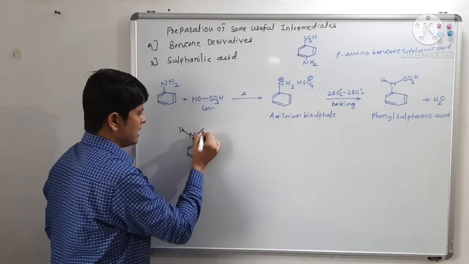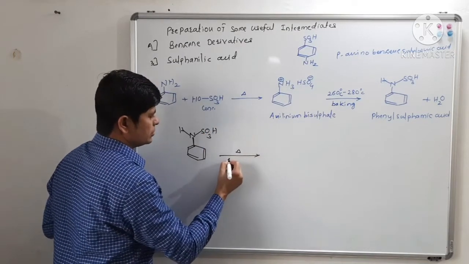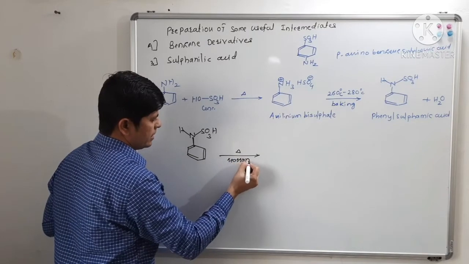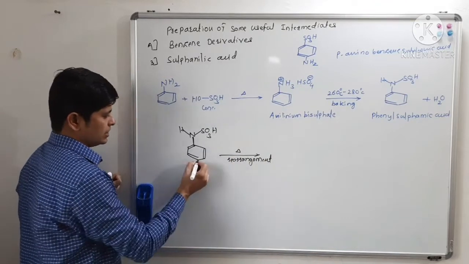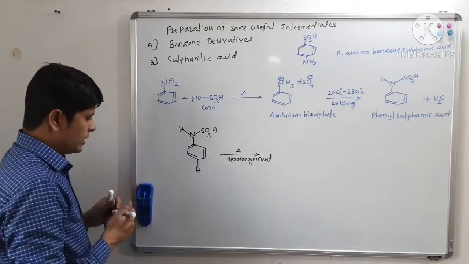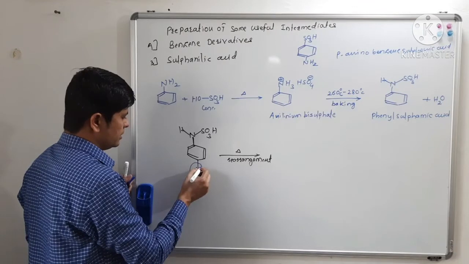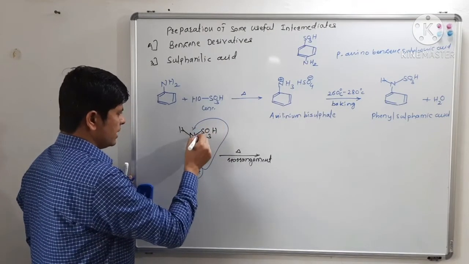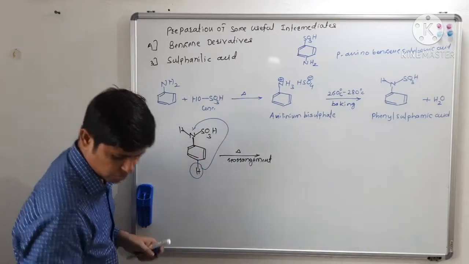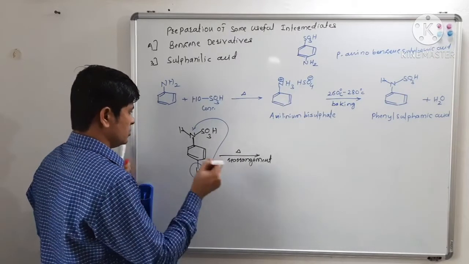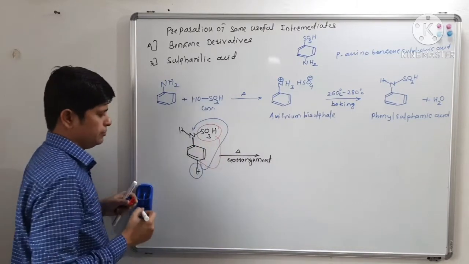will get rearranged. So I will call it a rearrangement. There will be a shifting of this hydrogen to this nitrogen, and this sulfonic acid group will get shifted to the para position.